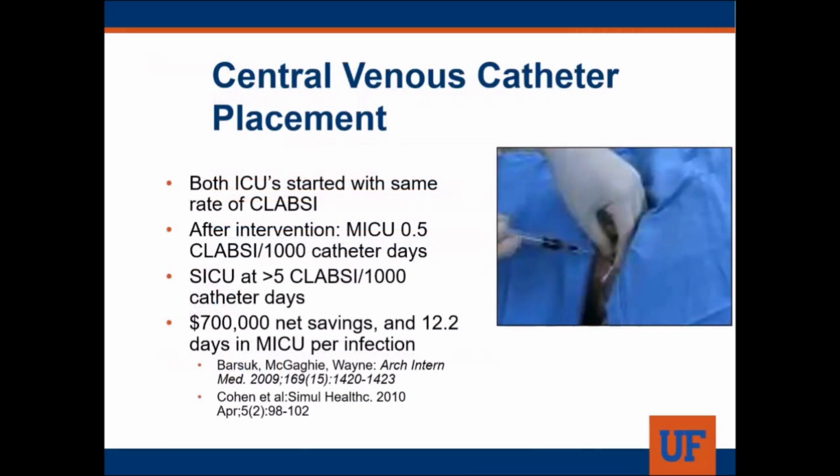Both ICUs started with the same rate of central line infections, but after the intervention, the medical ICU dropped to 0.5 central line infections per 1,000 catheter days, while the surgical ICU actually increased to greater than 5 central line infections per 1,000 catheter days. In addition to just the change in rate, there was a $700,000 net savings in the MICU, and 12.2 days in the MICU were saved per central line infection.